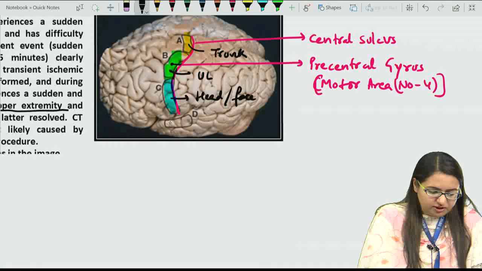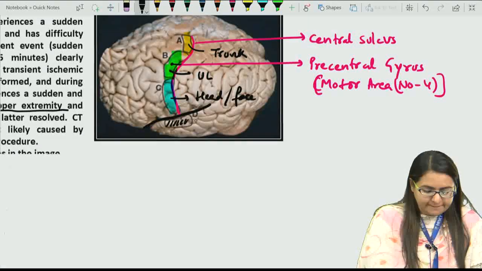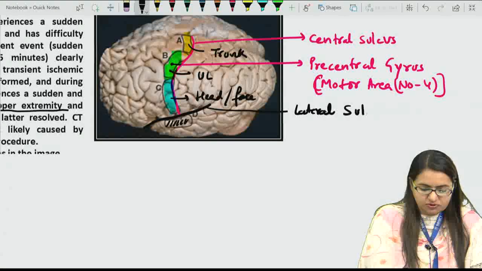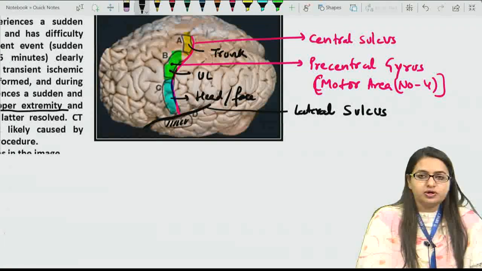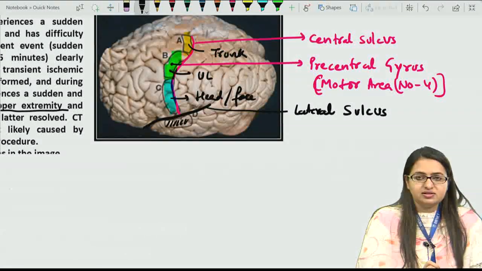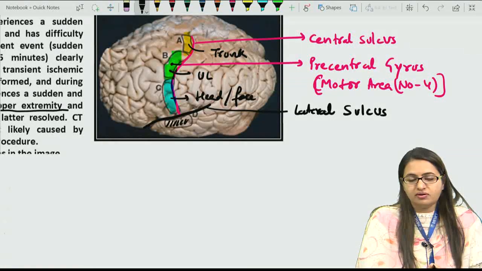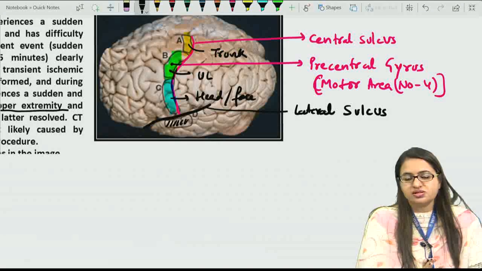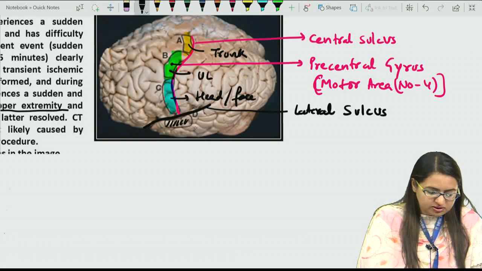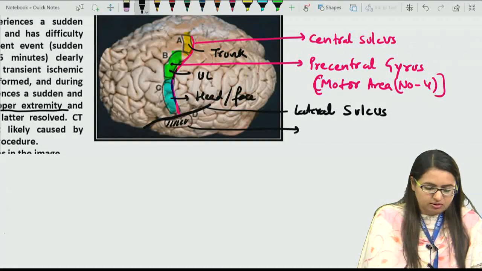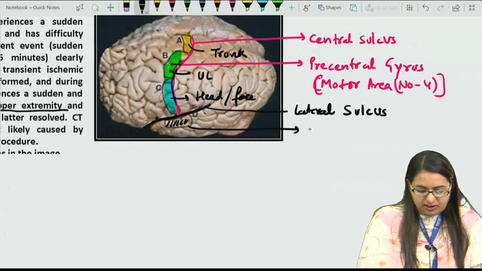Now towards this lower side, the D portion is present below the lateral sulcus. This is the lateral sulcus, and this is the superior portion of the temporal lobe, or we can say the superior temporal gyrus. In the superior temporal gyrus, in the anterior portion the auditory area is present, and towards the posterior side we have Wernicke's area. So this is the anterior part of the superior temporal gyrus, and here we have the auditory area.